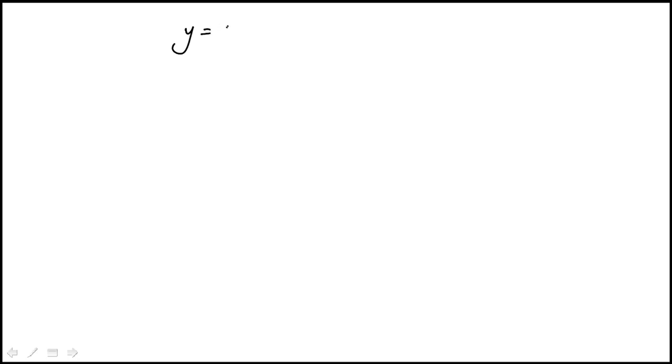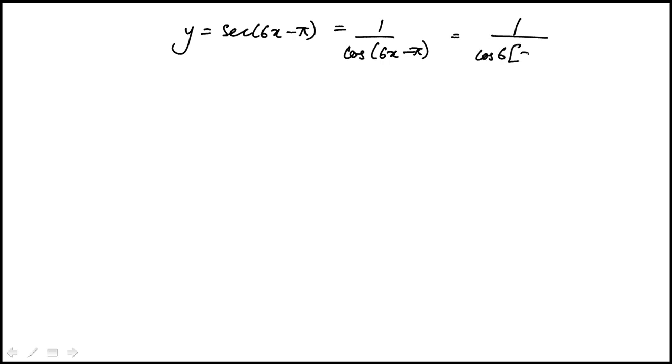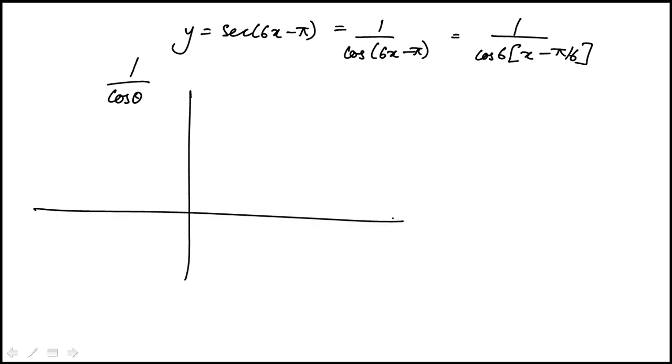So here we need to identify one of the vertical asymptotes of this function. So I'm going to rewrite this in terms of cosine, and I'm going to take out the 6. So it's x minus pi over 6. I'm going to start with what the function 1 over cosine theta looks like.